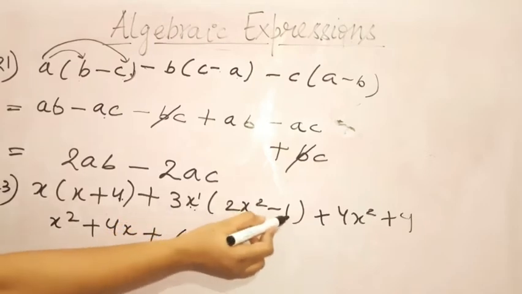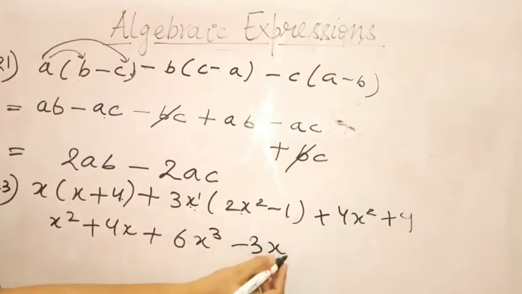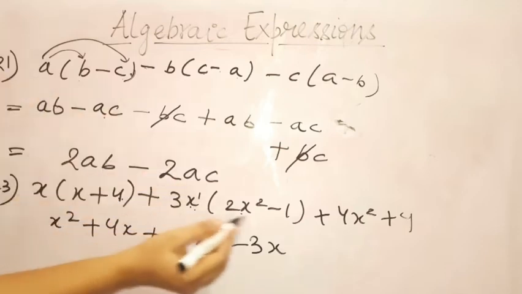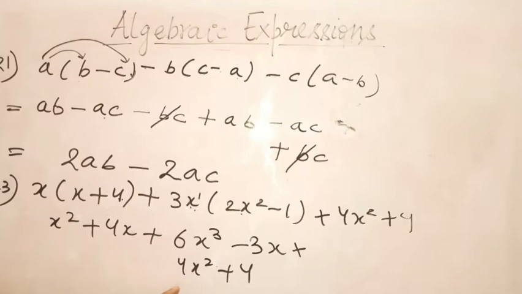Now 3x multiplied by minus 1 will be minus 3x, because plus minus minus. Now coming on to this one, it was 4x square plus 4. Now adding all the like terms together, once you add the like terms together, what you are going to notice is x square plus 4x square, and it will be 5x square.